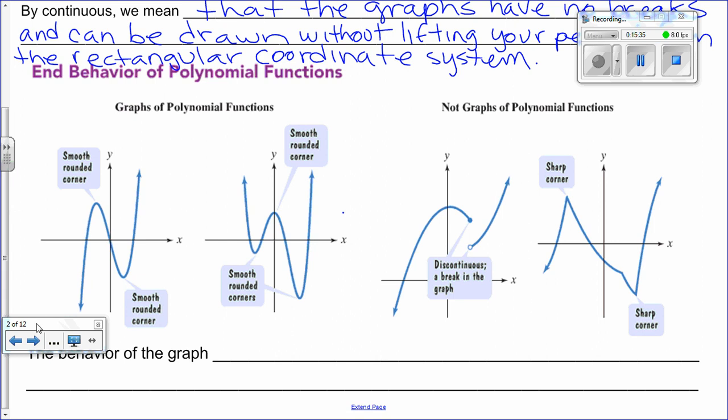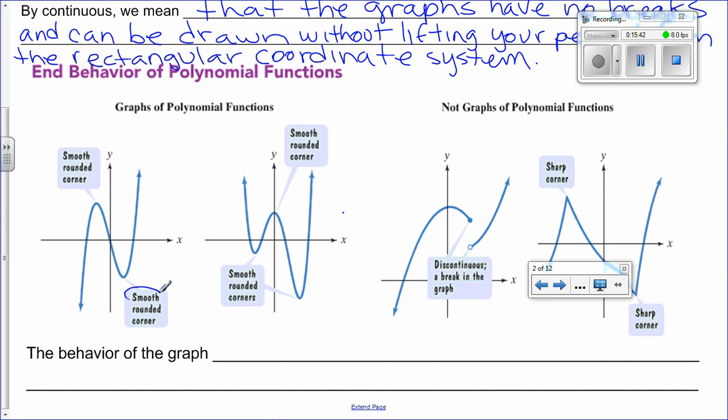We have the example of two polynomials. And so you can see here that they are smooth. They have round corners. Here again, we have those round corners. And also they are continuous because I could trace them without lifting, in my case, my smartboard marker from the smartboard, right? In your case, pencil from the paper. Not a pen, pencil.